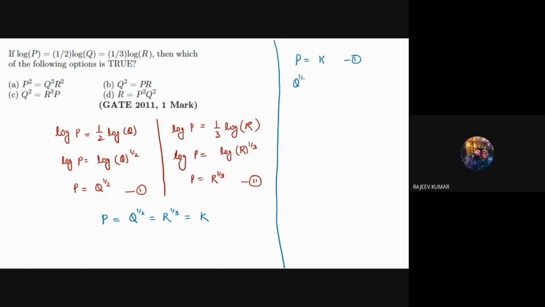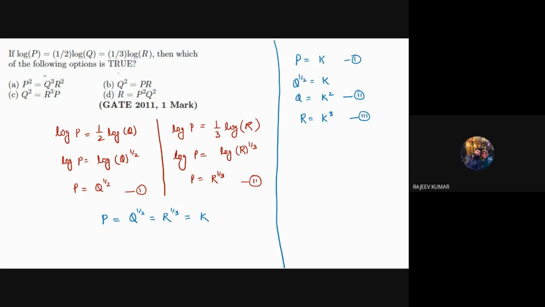q raised to the 1 by 2 equals k, or q equals k square, by taking power of 2 on both the sides. Similarly, if you solve, you will get r equals k cube. Now you got the value of p, q, and r. You just have to substitute it in all the equations. So p cubed will become k cubed, which is k to the power 6 into k to the power 6.